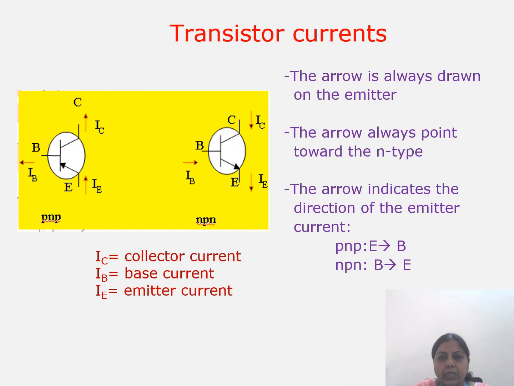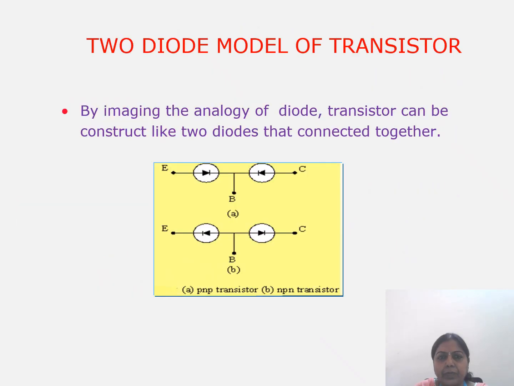Generally in a transistor, the emitter current is the sum of the base current and the collector current. So initially, this is a two diode model of a transistor. The two diodes are connected back to back. They can be considered as a transistor with respect to the three terminals, emitter, base and collector. One we can consider for an NPN transistor, another we can consider for a PNP transistor.